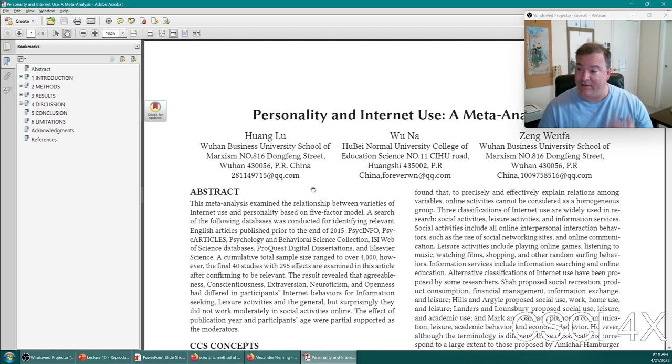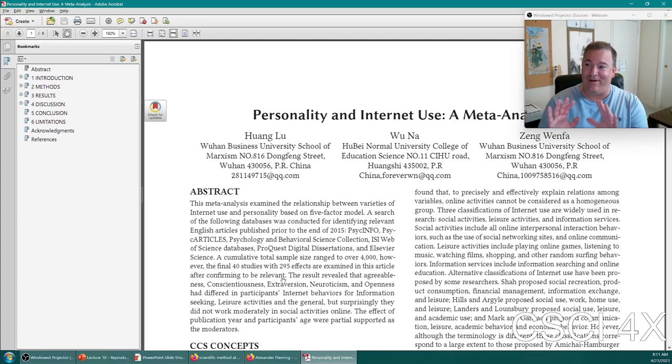And so what they did was they looked at 4,000 papers on the topic of personality traits and internet use. And they filtered them down to 40 that are probably the highest quality and the most relevant to the questions that they were asking. And then they looked at 295 results from those 40 papers, aggregated them all together, and then developed conclusions. For example, people that are highly agreeable don't use the internet as much as people who are disagreeable.